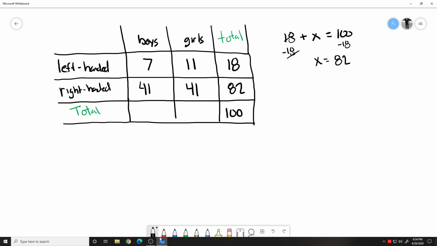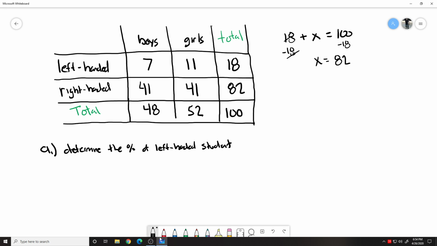So 41 plus 41 is 82. And now we can figure out the ones on the bottom just by simply adding these. Well, 41 plus 7 is 48. And 41 plus 11 would give me 52. Okay, so we were able to fill in the chart even though they didn't give us all the data. Now let's ask a couple really difficult questions here. Let's ask the question: determine the percentage of left-handed students.